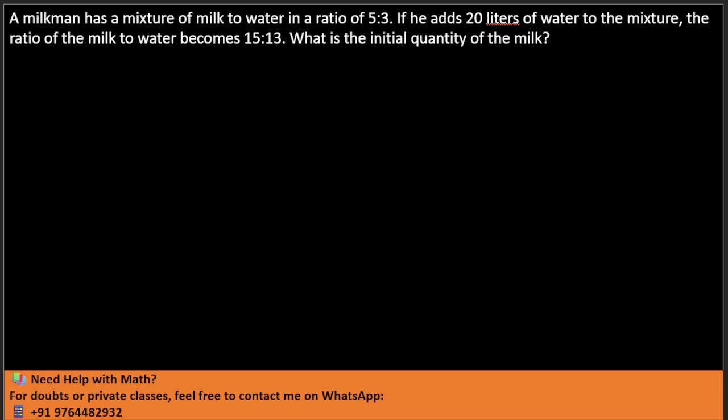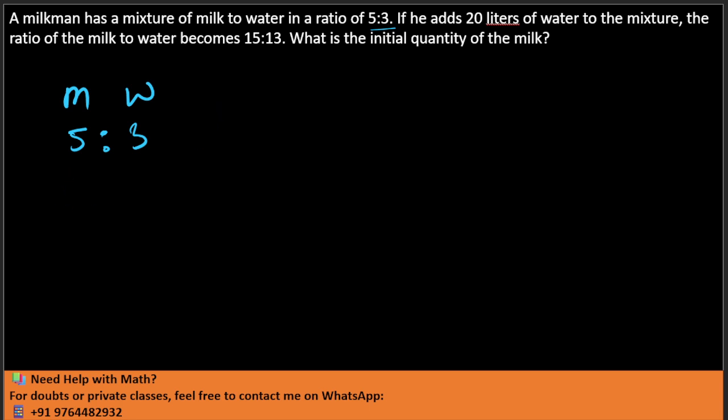Okay, so the next question we have: a milkman has a mixture of milk to water in a ratio 5:3. If he adds 20 liters of water to the mixture, the ratio of the milk to water become 15 is to 13. And we have asked about what is the initial quantity of the milk. So again we have milk, water, the ratio is 5:3, and the initial quantity is not given, right?